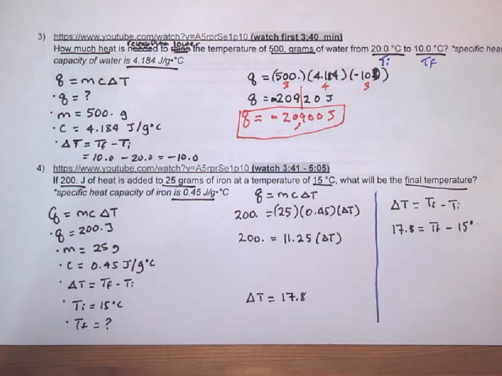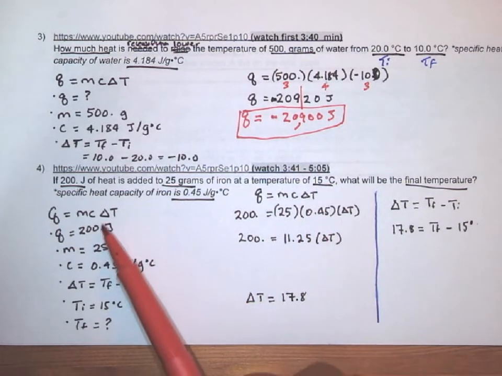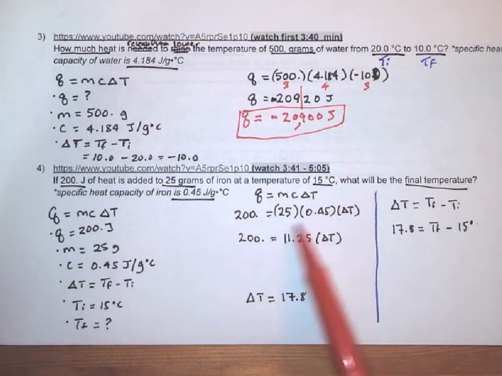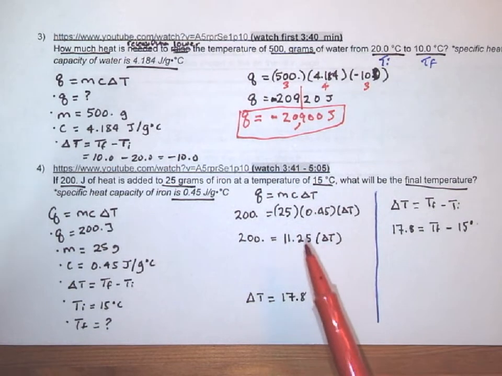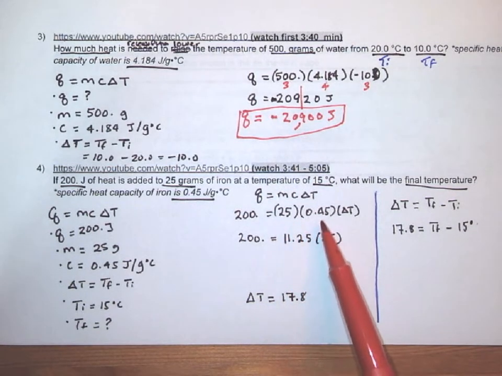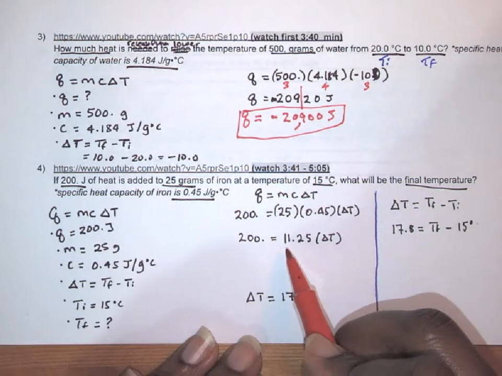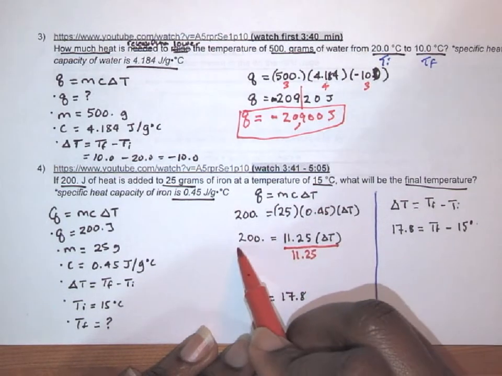All right, so I go ahead and I plug in, I'm going to solve for my delta T first. So I plug in my Q, which is 200, my mass, which is 25, my C, which is 0.45, and my delta T is my unknown. And the first thing I do is I multiply the numbers that are on the same side as my delta T. So 25 times 0.45 gives me 11.25. I'm just simplifying the right side. Then to finish solving for my delta T to isolate it, I'm going to divide both sides by 11.25.